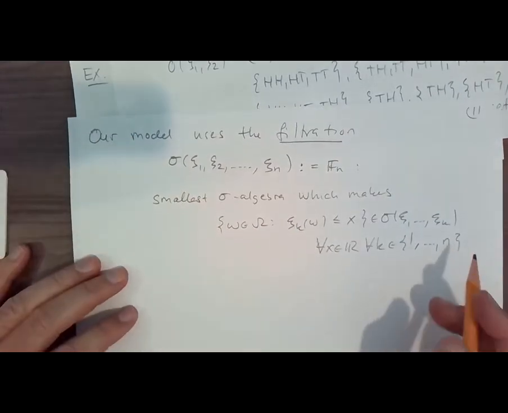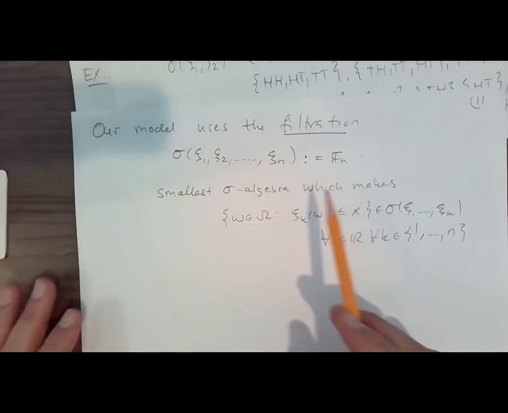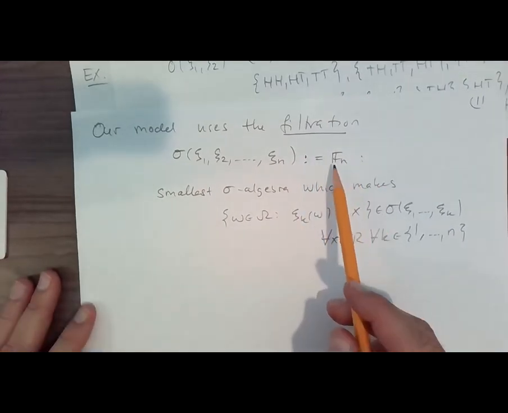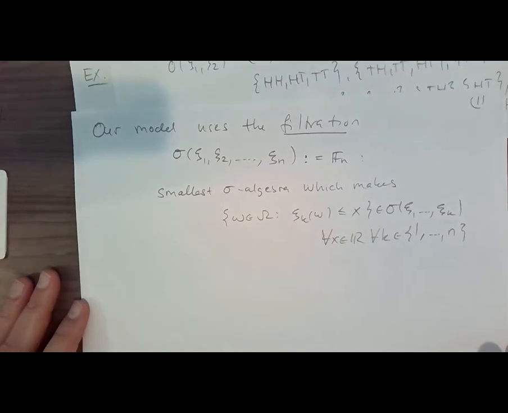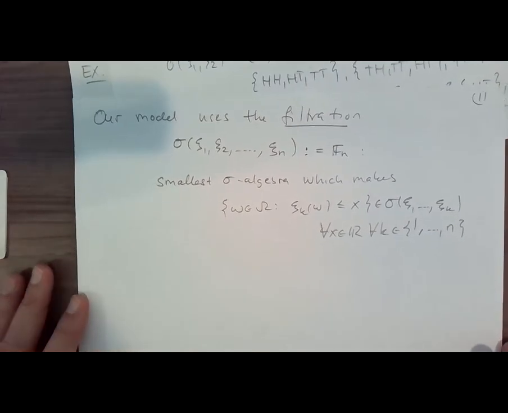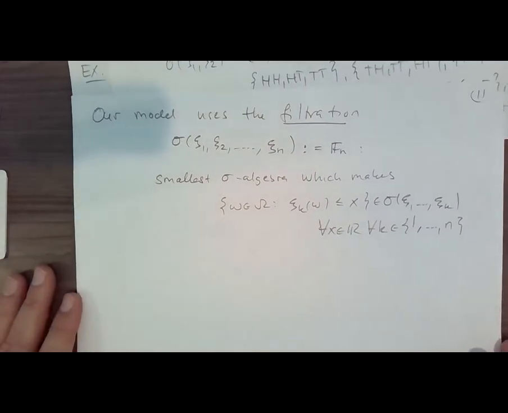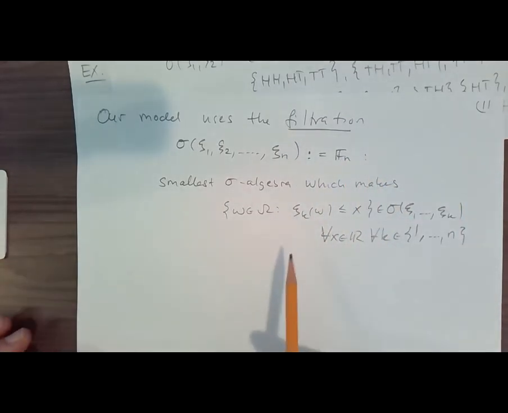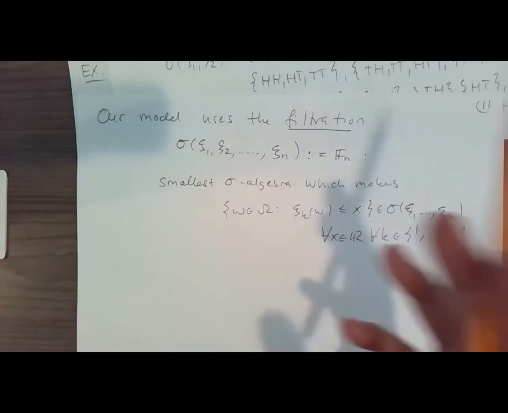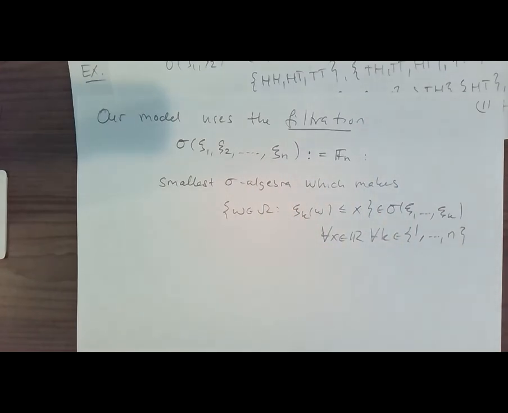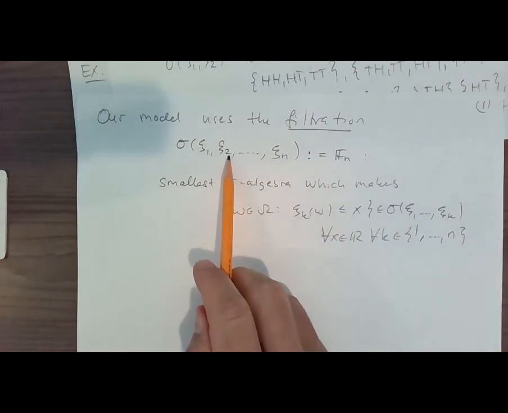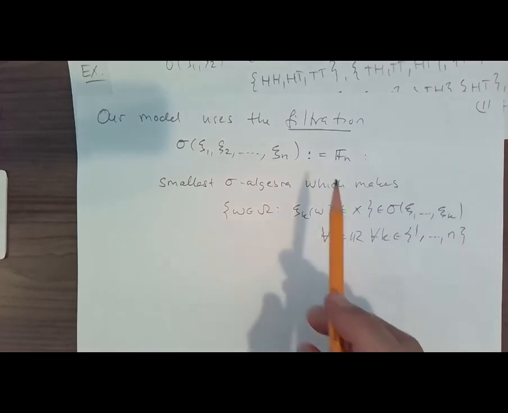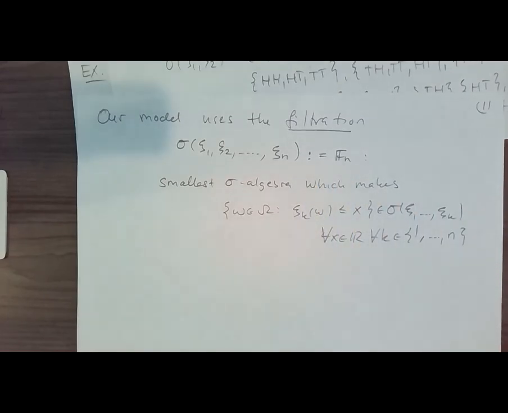So that's also a new word. It uses the sigma algebra being generated by the first n conflicts. So that's what Fn is. It's a sigma algebra, and it has this property that it makes all the first n conflicts measurable with respect to it.